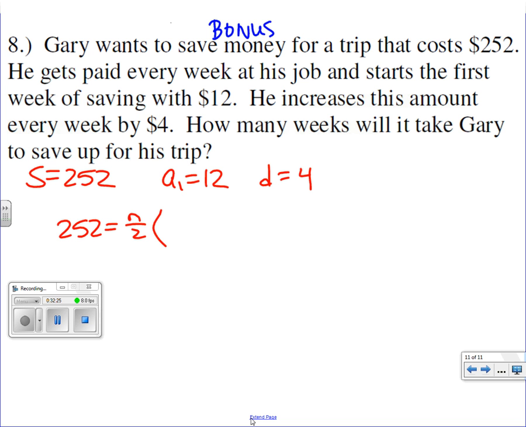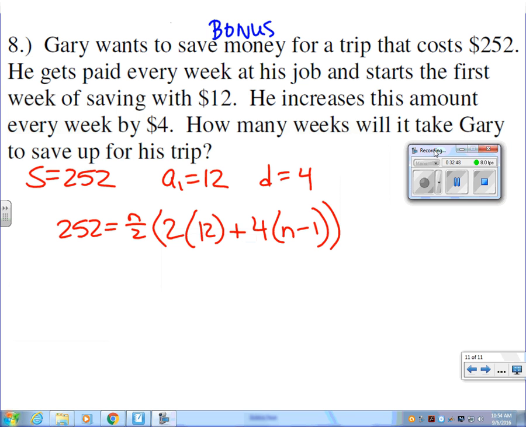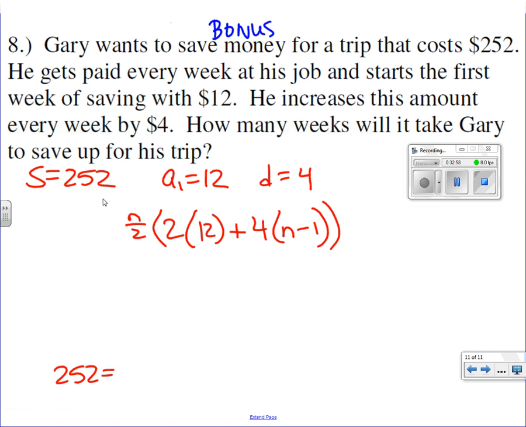Okay. All right. So for the green one, what do I have to put in the parentheses? A 2. And then I know A1. What's that? 12. Do I know D? And then I don't know N. Okay. Here's why this one is a bonus, because it is going to be a beast.